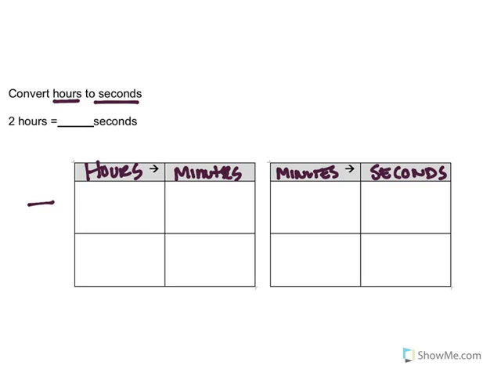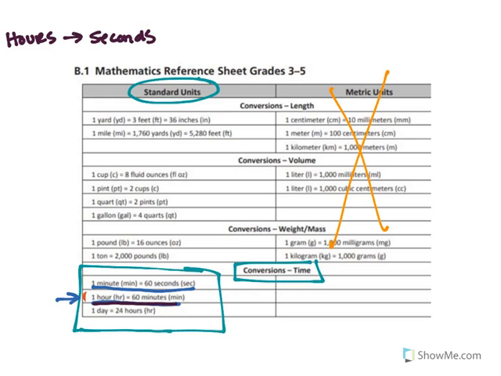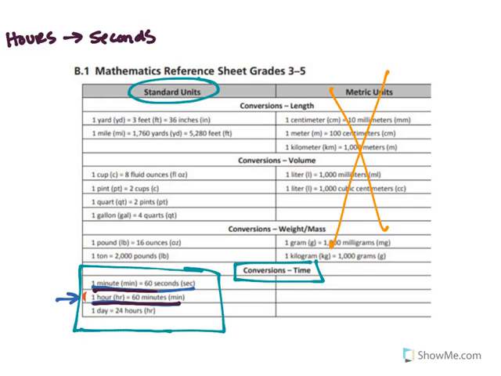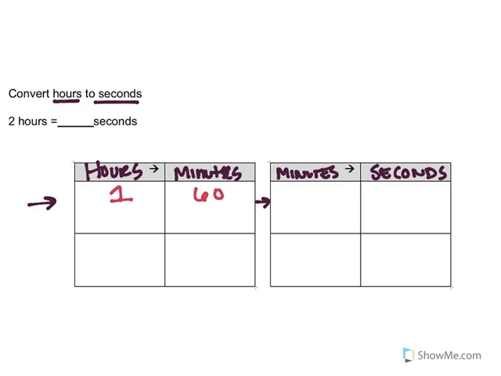So we're going to put in our first conversion rate right here, hours to minutes. We know 1 hour equals 60 minutes. So we're going to write that in. 1 hour equals 60 minutes. Then we're going to write our other rate in the second chart for minutes to seconds. We can see 1 minute equals 60 seconds. That's right here. So we're going to write that in. Let's see. 1 minute equals 60 seconds. So we just completed step one. We input our conversion rates.